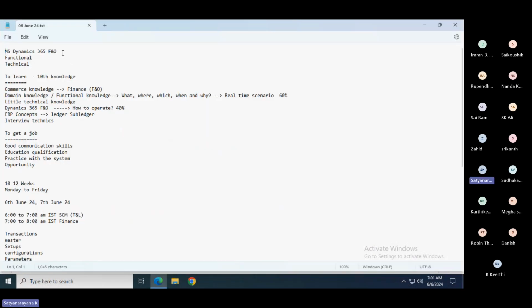Microsoft Dynamics 365 F&O is the application name. I'm a functional expert, but not a technical expert. There are two classifications majorly, functional and technical, and I'm a functional expert, not a technical expert.